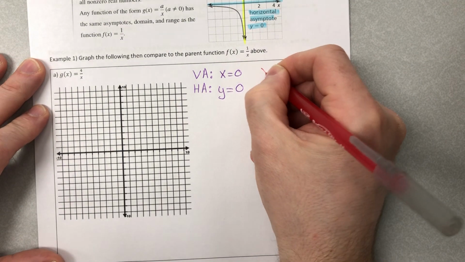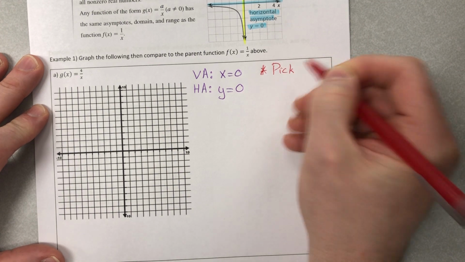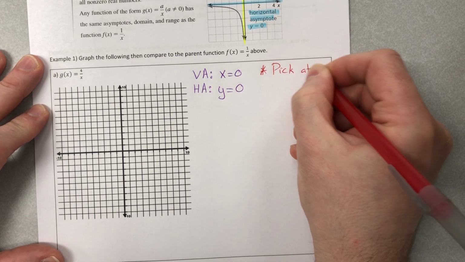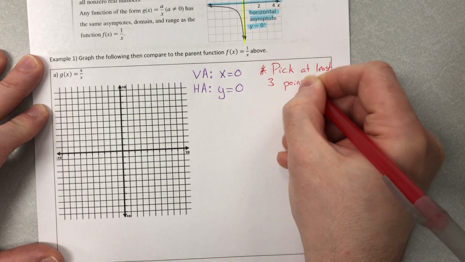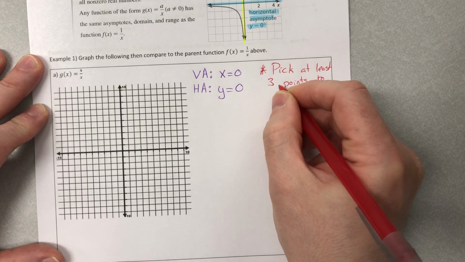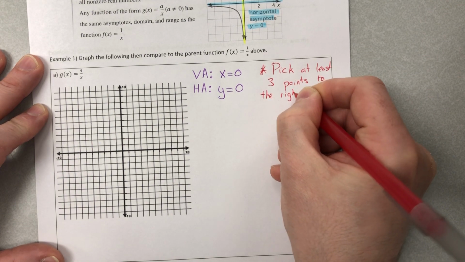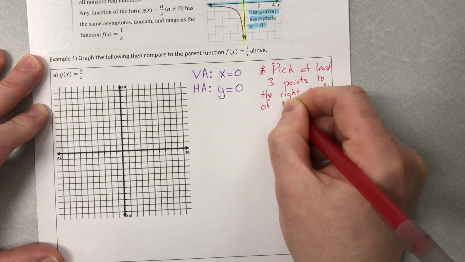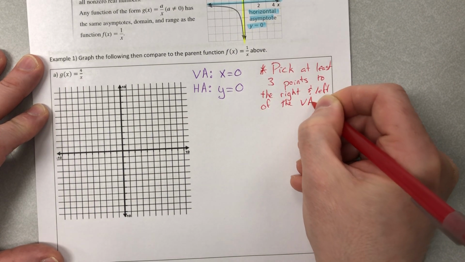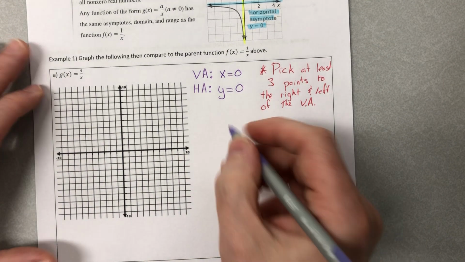When we go through and do this, I'm going to make a note that you should pick at least 3 points to the right and left of the vertical asymptote. And I always am going to simplify it by writing VA for vertical asymptote.